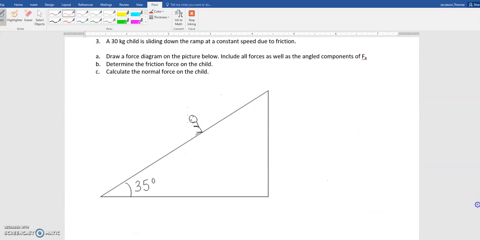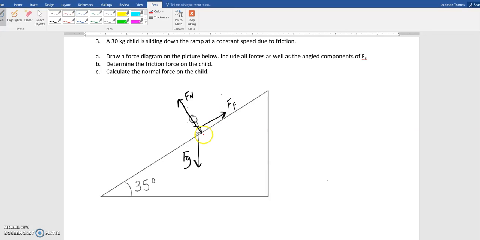This is a kid going down a ramp. It looks like he's 30 kilograms. And he's going down at a constant speed due to friction. We've got to draw a force diagram and determine the friction force and the normal force. Our force diagram on the child, we've got gravity pulling straight down on the child. We've got the normal force up and to the left perpendicular to the ramp. And then we have a friction force the opposite way he's moving there.